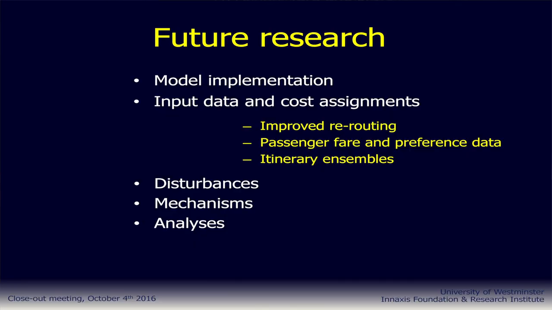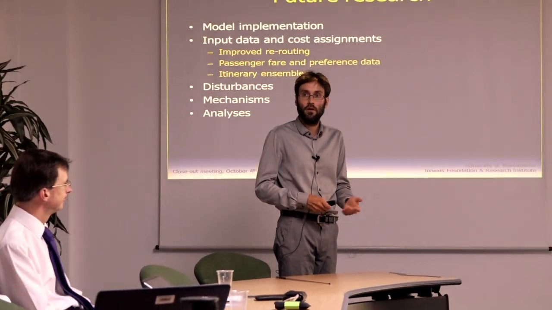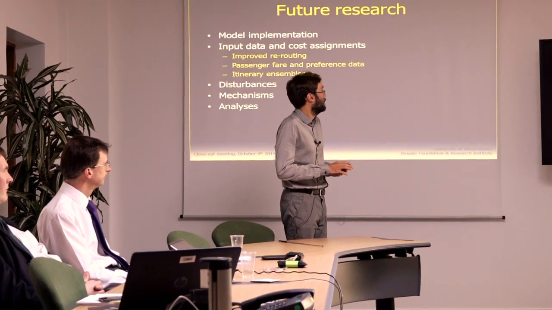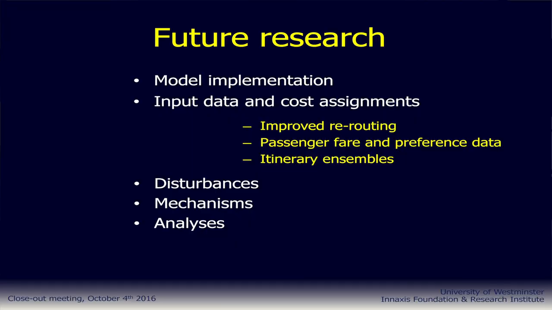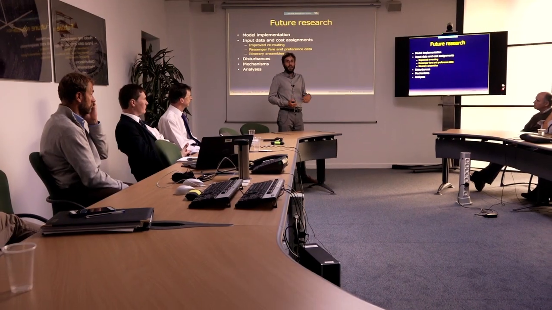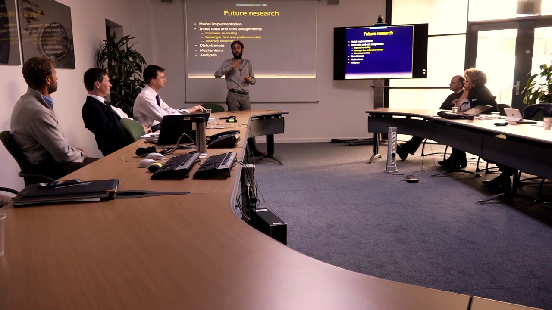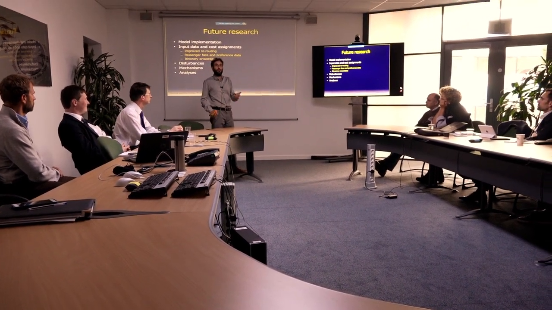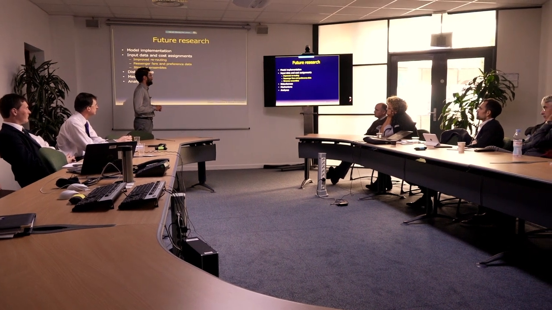In terms of data, for the reroutings, we have computed a given probability of doing the rerouting proportional to how much longer that flight is going to be and so on, but more data will be required to improve how that decision is made by the airlines. The passenger fare and preference data, if we have better information on the passengers, that will help in the process of generating the itineraries, because we can take into account the fare and the type of passenger in the preference of which flight we're assigning them, for example.